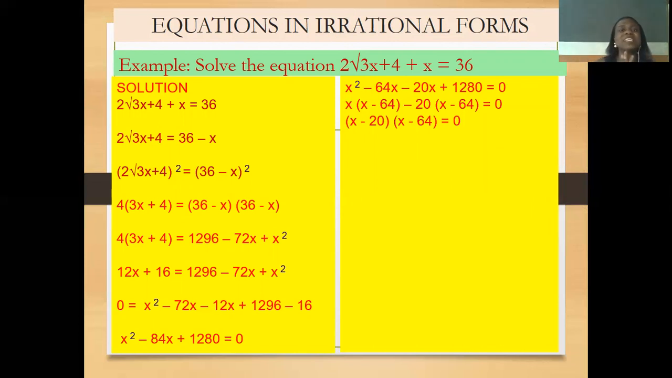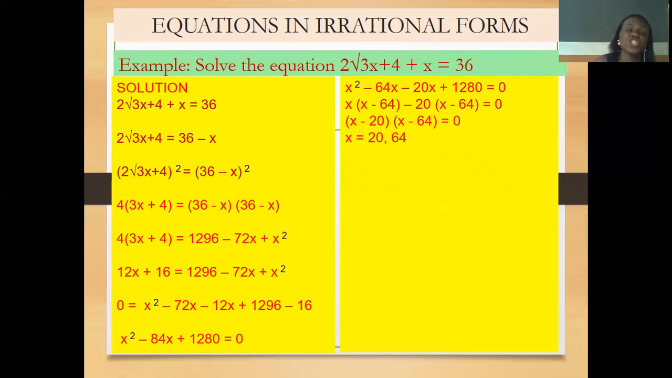Now the next thing is we need to find values for x. Remember that that's the third step. So we've been able to get a quadratic equation. We've used factorization method to simplify. Now let's try to get x. Now, of course, x minus 20 will be equated to 0, so x is 20. Then x minus 64 will also be equated to 0, and x will also give us 64.